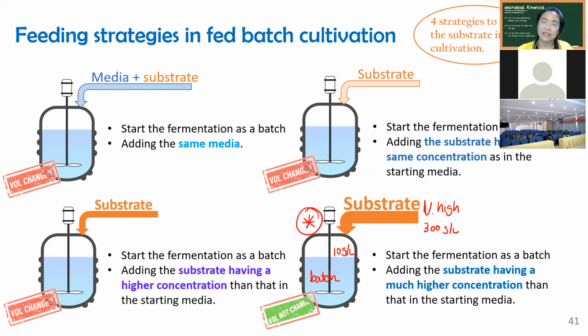So you add in only a small amount. You might start the batch fermentation at 5 liters, but you might add a substrate of only something like 50 ml, so the volume change is not very significant. So you can say, okay, the volume doesn't change. Okay, so this is the ideal case for fed batch culture.